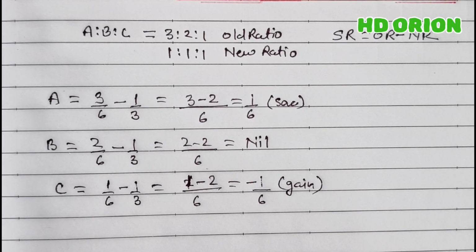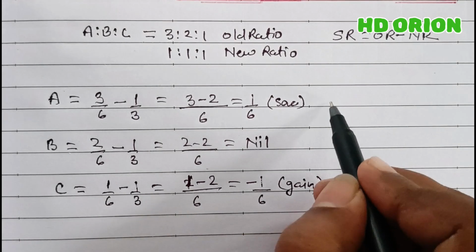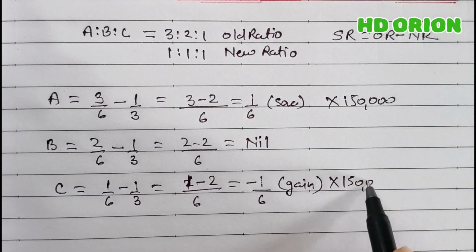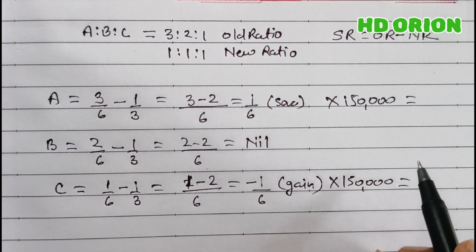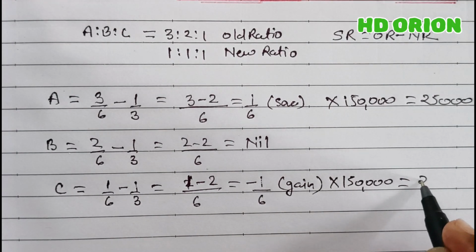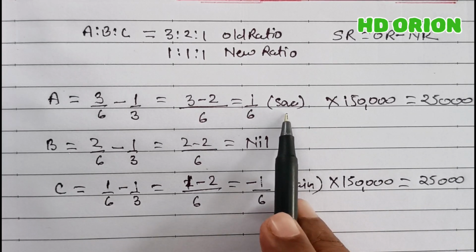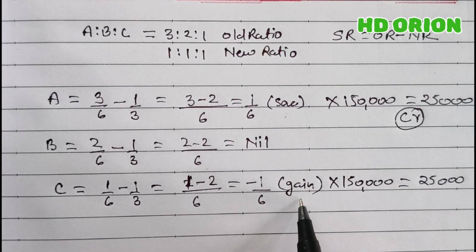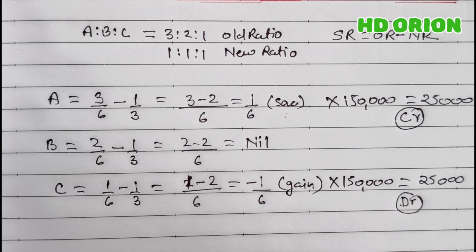Now we will use this information for treatment of goodwill. And goodwill is revalued at rupees 1,50,000. So we will just multiply it by 1,50,000 here. And with this amount, that is rupees 25,000, the capital accounts will be affected for goodwill. We know the person who sacrifices, the capital account is to be credited, and the person who has gained, the capital account is to be debited. So we will use this information in partner's capital account.